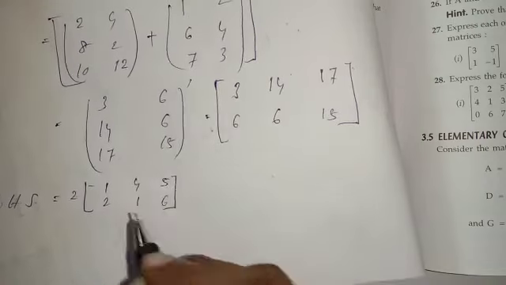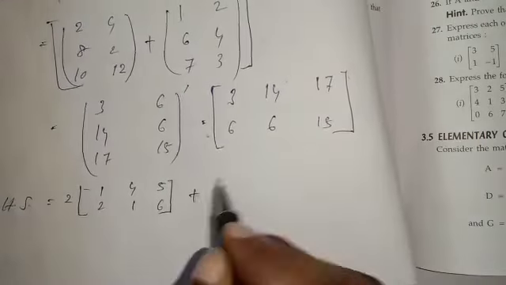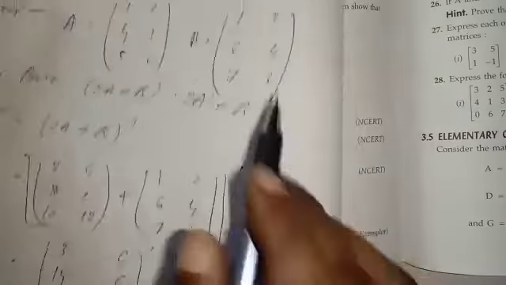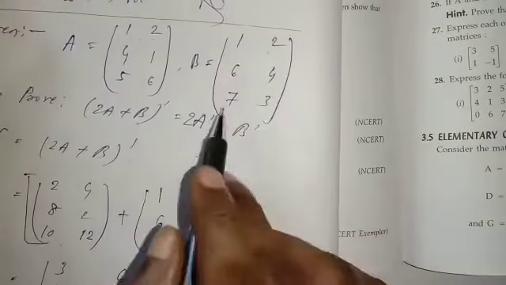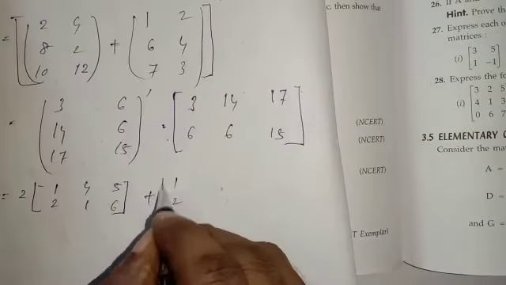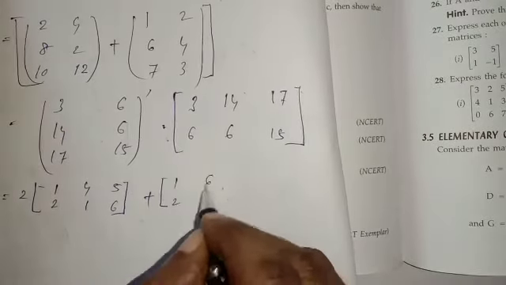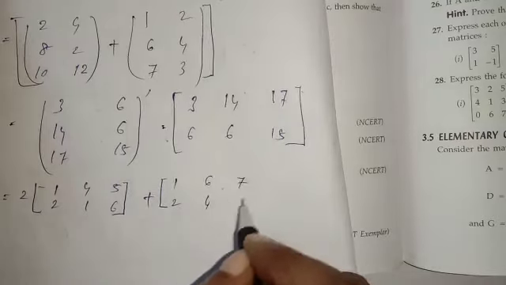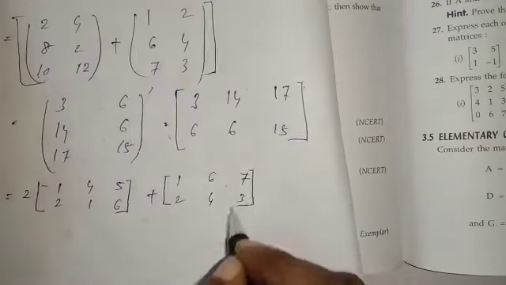This is converted to A transpose plus B transpose. Same process. B transpose, B is how much? 1, 2, 6, 4, 7, 3. Write it column wise, like 1, 2, 6, 4, 7, 3. Okay.